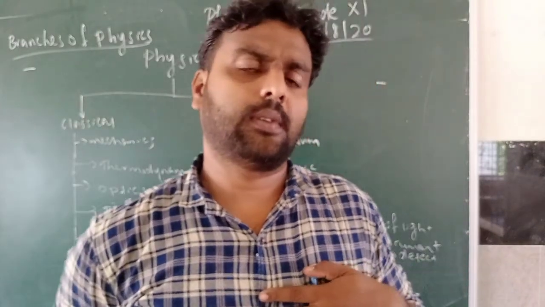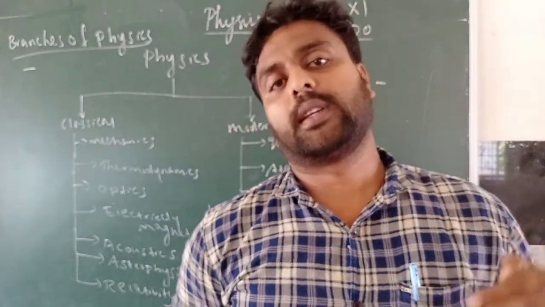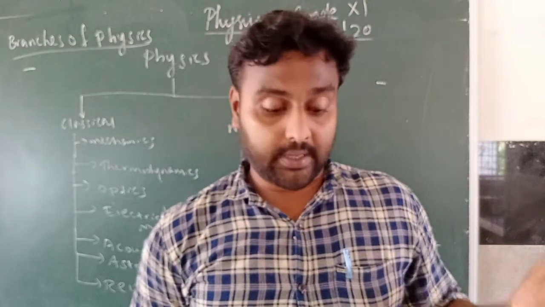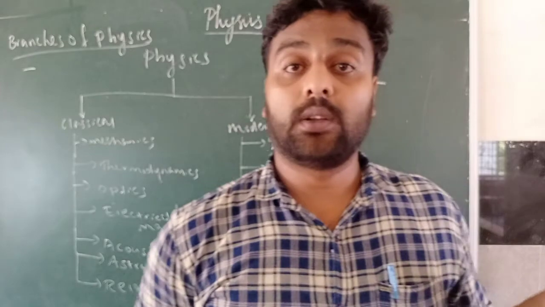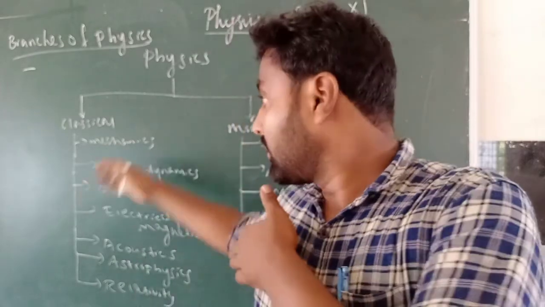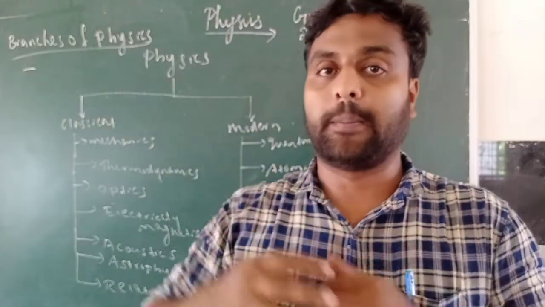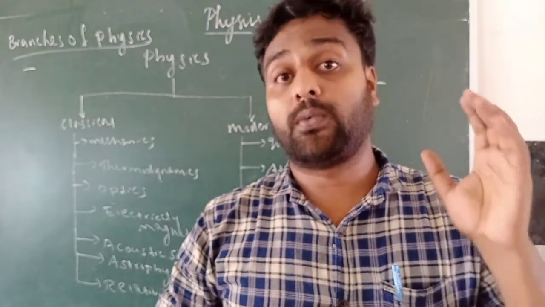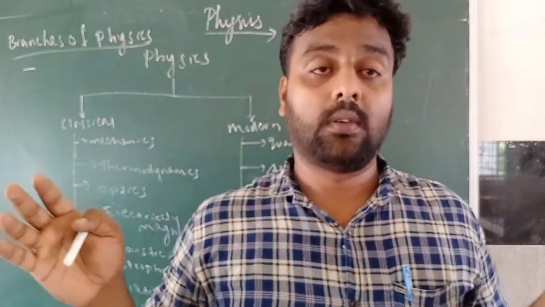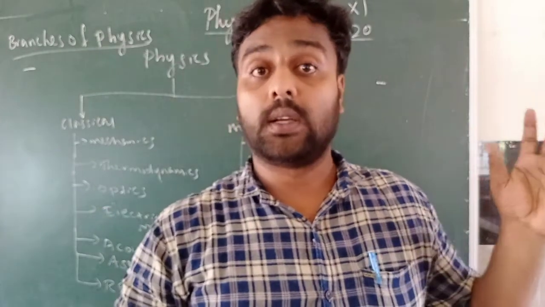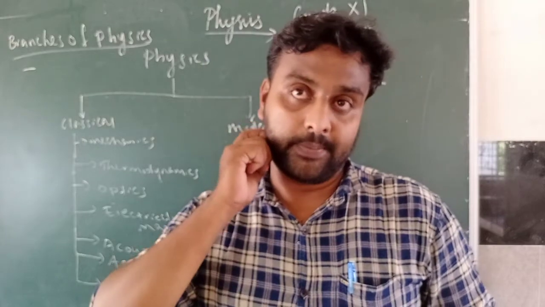Modern physics means the period that starts after the theory of relativity. In 1905, Albert Einstein found the theory of relativity. After that, modern physics came. Father of modern physics: Sir Albert Einstein. This is one general knowledge question.